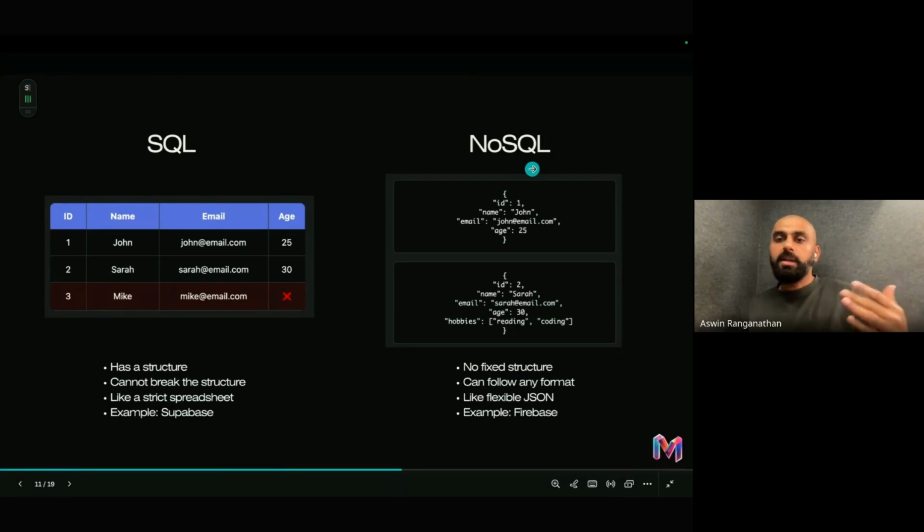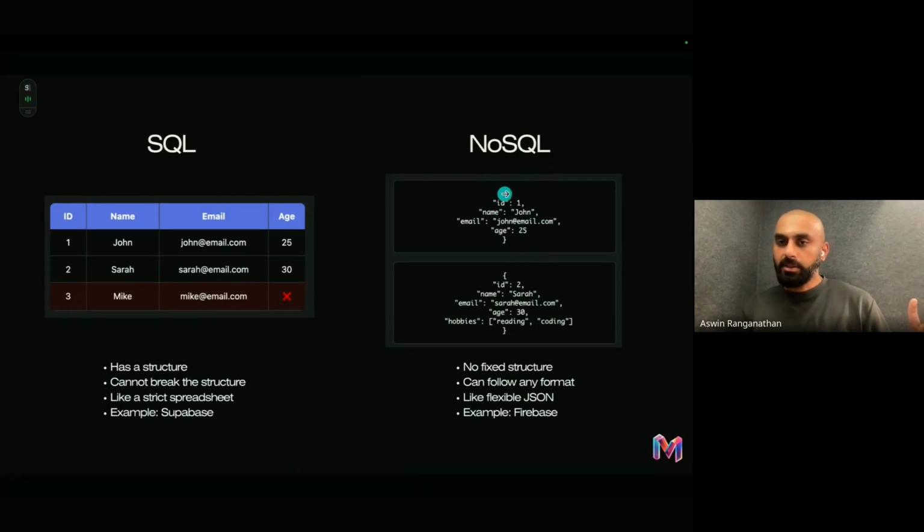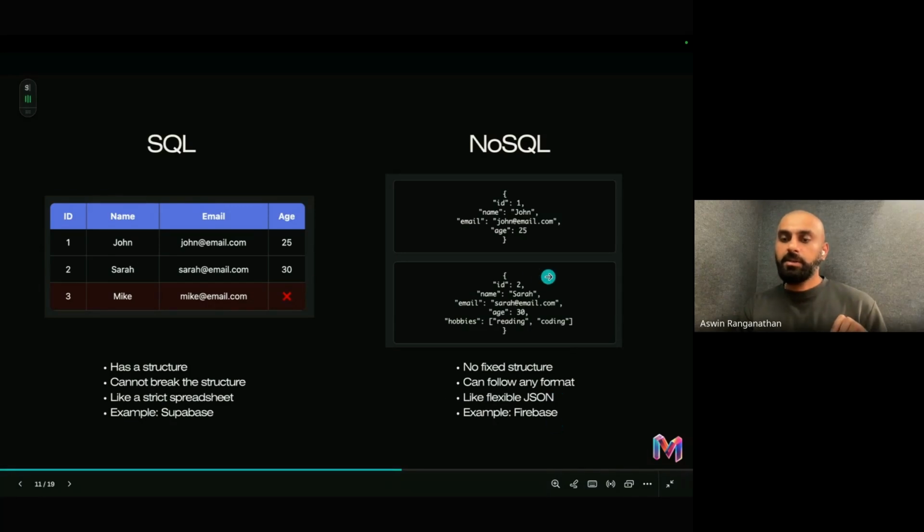The NoSQL is basically your JSON. If you see, this looks a lot like the JSON that we had. If you see the comparison between these two, the first one has an ID, name, email, and age. The second one has an ID, name, email, age, and hobbies too. So the first one doesn't have hobbies, and that's fine. And this is another type of database, in terms of what format it stores the data. Your React application is very similar to NoSQL, but it's not a NoSQL database. The NoSQL database idea is to have unstructured data. So there is no fixed structure. It can follow any format. It's like a flexible JSON, and an example is Firebase.